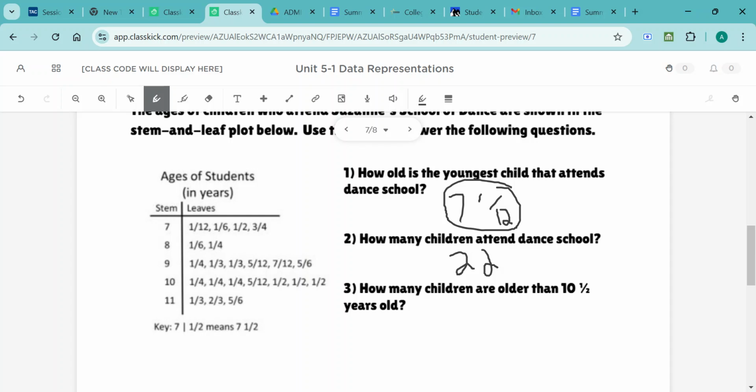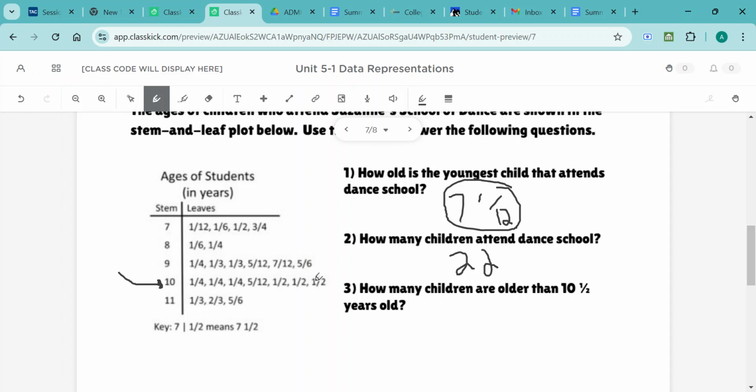How many children are older than 10 and a half years old? Okay, well, again, I need to find where's 10 and a half, and I need to pick older than 10 and a half. So I'm not going to pick anyone that's 7, 8, or 9. They're not older than 10 and a half for sure. I want to look at my tens, see if any of these fractions are more than 1/2. So is 10 and 1/4 more than 1/2? Don't think so. Is 5/12 more than 1/2? Well, 6/12 is a half, and that's less than that, so no.